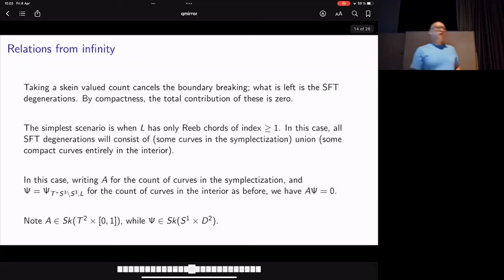Saying there are disjoint curves means I count the ones on the outside, and that makes some big series. I count the ones on the inside, and that makes some big series. And I count disconnected curves, so the count of all curves is the product of those two series. Okay, so that says that I have two series and their product is 0. That's the relation which comes from contemplating this one-dimensional moduli space.